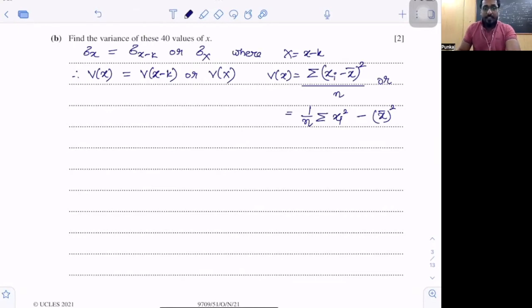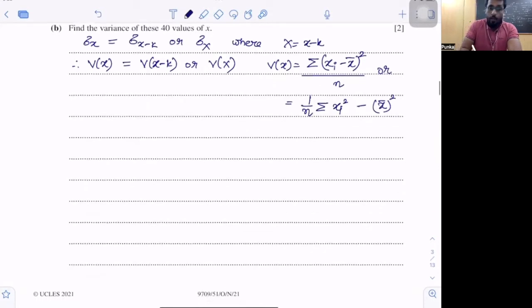Now students, if that's the formula for v of x, what will be the formula for v of x minus k? I know that v of x and v of x minus k are exactly going to be the same, because the standard deviation remains the same if every individual score gets added or subtracted by a certain amount. Only it will change if the individual scores are multiplied or divided by a certain factor. So v of x and v of x minus k are going to be the same.